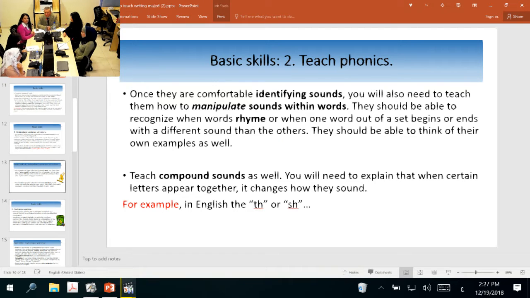Now, then teach compound sounds. Here as well, you will need to explain that when certain letters appear together, it changes how they sound, such as T with H. We pronounce them th, or SH, CH, so on. Sh or ch, we can say that, like in chair.